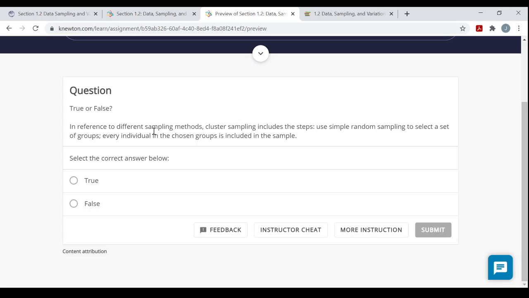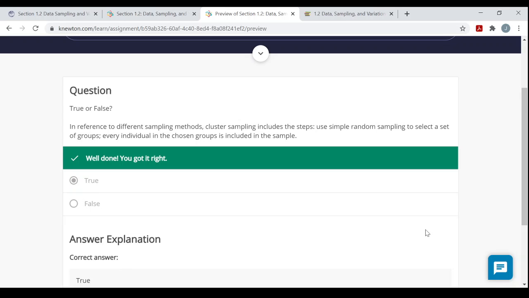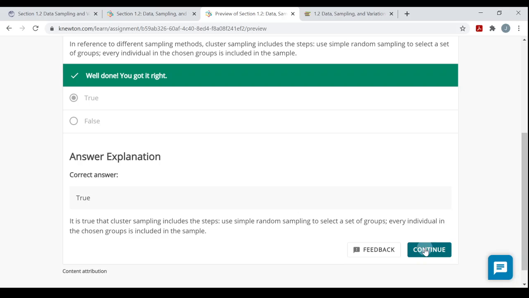In reference to different sampling methods, cluster sampling includes the following steps. It says use simple random sampling to select a set of groups. Every individual in the chosen groups is included in the sample. This is correct, right? This is where everybody in the groups you chose is taken. That is that cluster sampling, right? Not a little bit from each group, but everything in the groups that you selected are taken. This is correct. This is true. Right? That is cluster sampling. All right, and moving on.